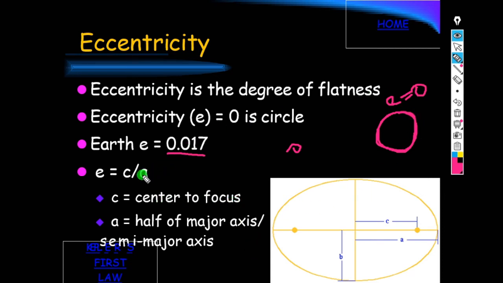So when we calculate C by A, for a circle, you might have observed, C and A will be the same. C by A is 0. That means there won't be any foci for a circle. So this C will be 0 for a circle. So hence we will get it as 0.